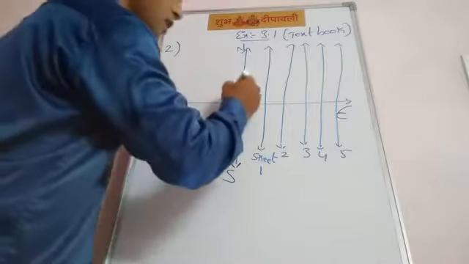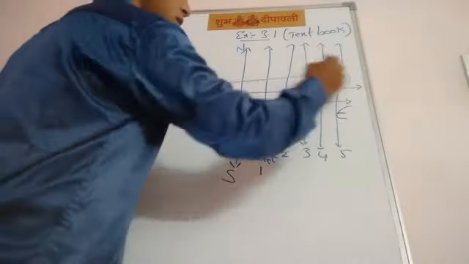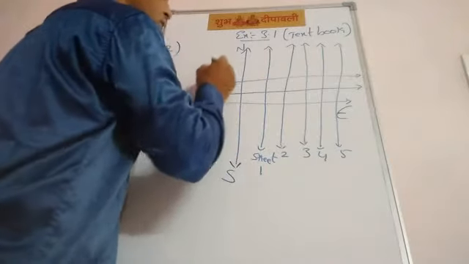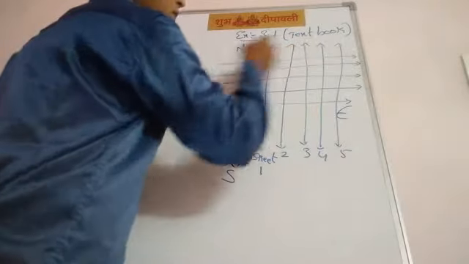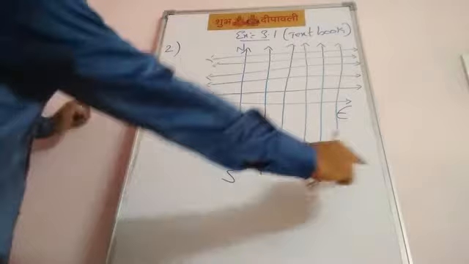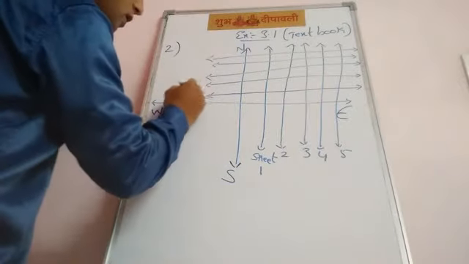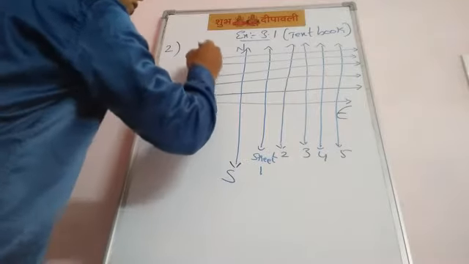So, what will I be drawing here again? 5 roads, 5 streets. 1, 2, 3, 4, 5 streets. Here street 1, 2, 3, 4, 5. Here also I will be mentioning street 1, 2, 3, 4, 5.